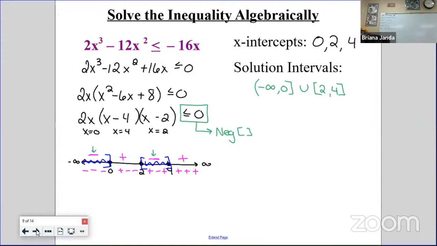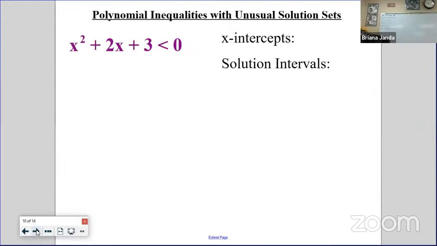Okay, let's get into some of our unique or unusual solution sets. Because of course, we can't all just play by the rules, right? So sometimes they're just not nice. So as I look at this problem, it seems harmless, right? X squared plus 2x plus 3 is less than 0. All I got to do is factor it. What are the factors of 3 that add up to 2? None, right? Not factorable.